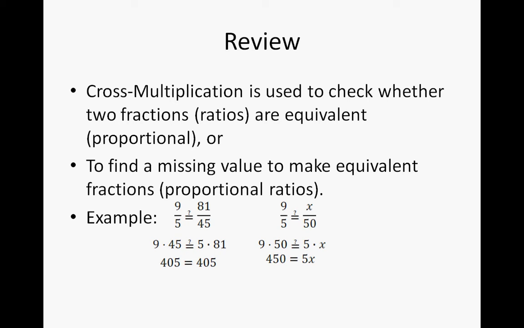Well, if I want to know 5 times what number is equal to 450, the easiest thing to do is to divide by 5. And when we do it algebraically, we want to isolate the x, so we divide both sides by 5, and 450 divided by 5 is 90. So basically what we're saying is 9/5 is equivalent to or proportional to 90/50, or 9 to 5 is the same as 90 to 50.